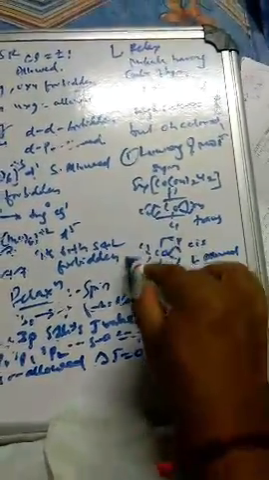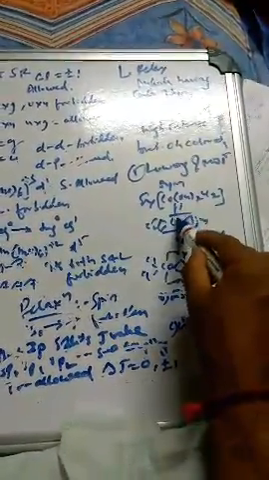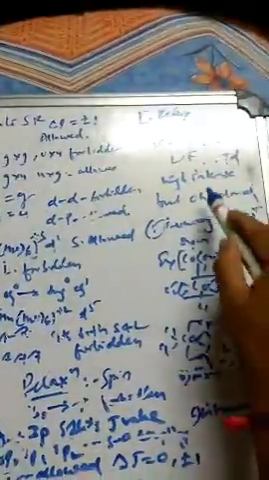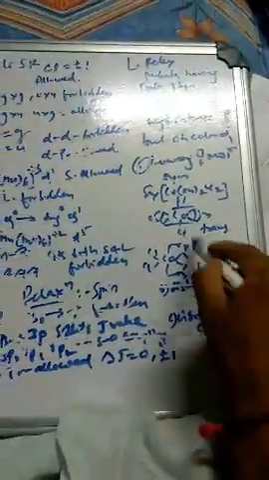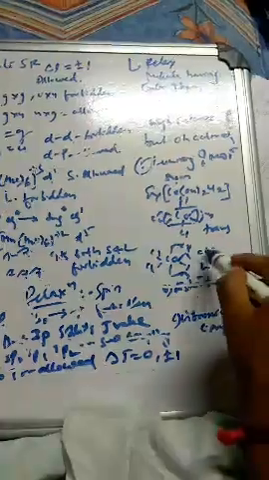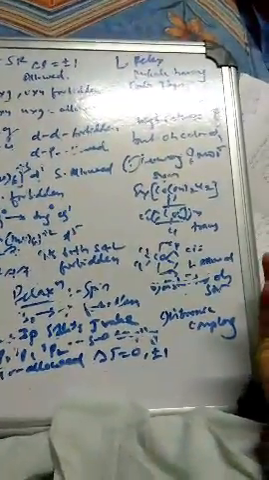The cis form of this octahedral complex is colored, but trans is not colored because there is a center of symmetry. So because of this lowering of molecular symmetry, sometimes the octahedral complexes are also colored in nature because of the cis formation, where there is no center of symmetry.